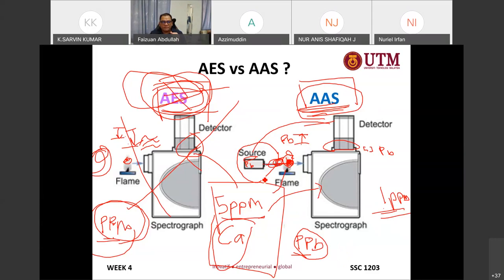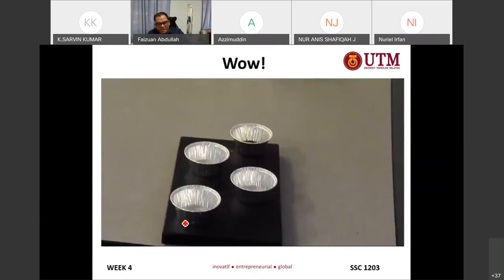And then the second one is, for AES, we have source of spectrum. In AES we just have flame and detector. Right, that is the logic. Okay.